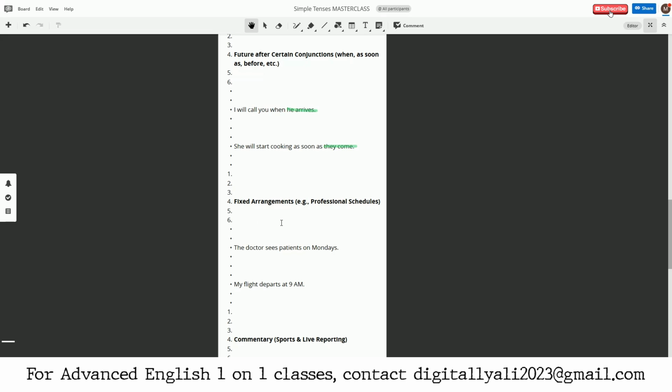Now, fixed arrangements, for example, professional schedules. The doctor sees patients on Mondays. General truth, we know that it happens. It's a generality. It's a routine. My flight departs at 9 a.m. So it's a routine again. So these fixed arrangements are also told with present simple tense.